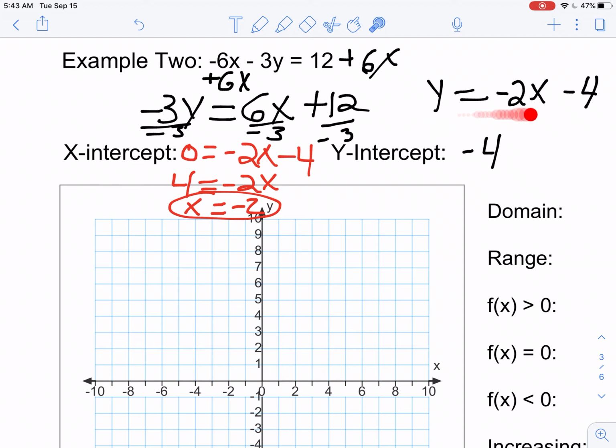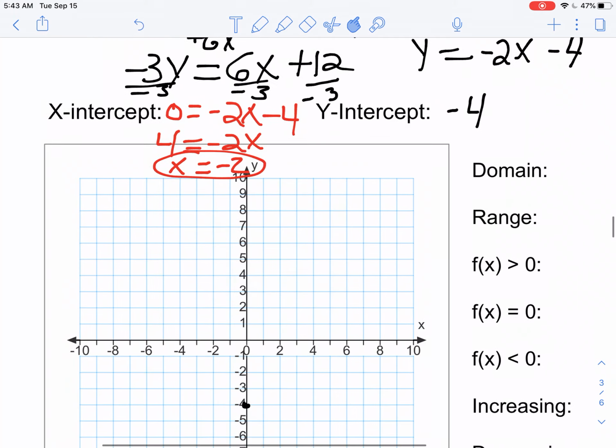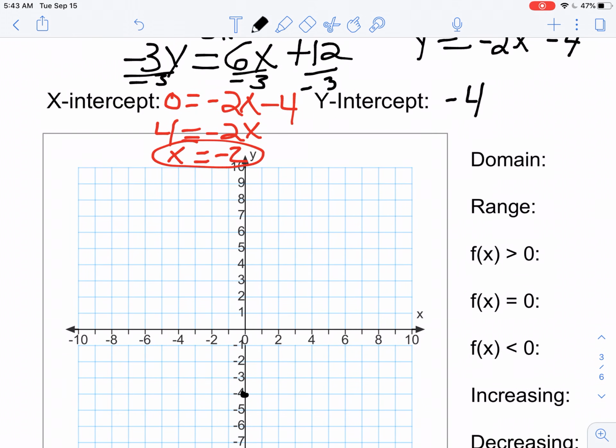We're going to graph this line right here, y equals negative 2x minus 4. So our y-intercept will be at negative 4. And we know our slope is negative 2, so it's going to go down 2 and over 1. Down 2 and over 1.